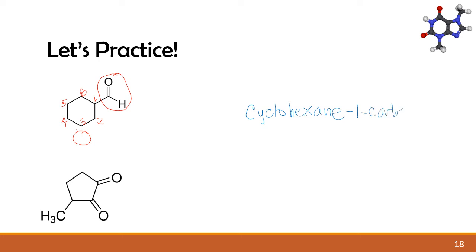So we write carbaldehyde. Then we write the name of the other substituent, methyl, and include the carbon number to which it is attached. So the full name of this compound is 3-methyl cyclohexane 1-carbaldehyde.